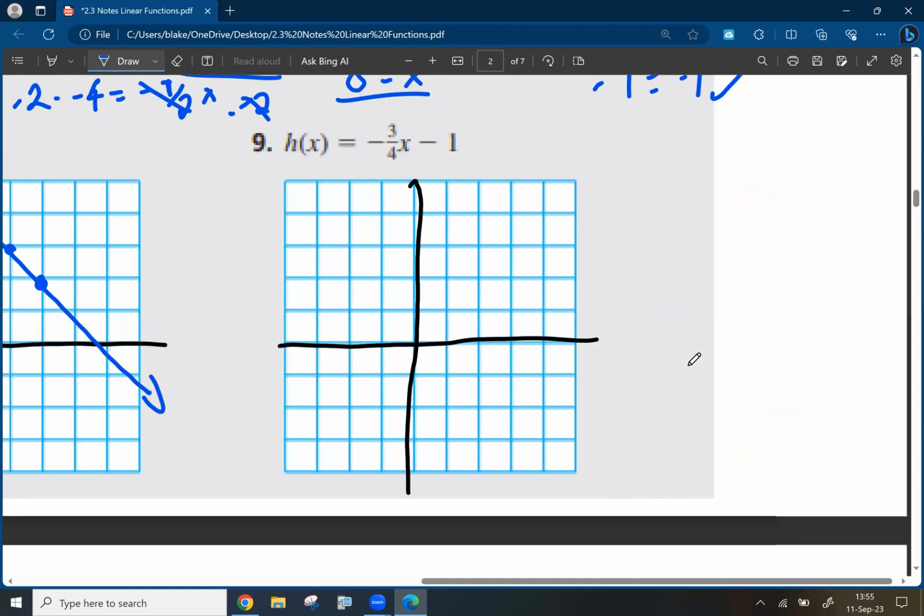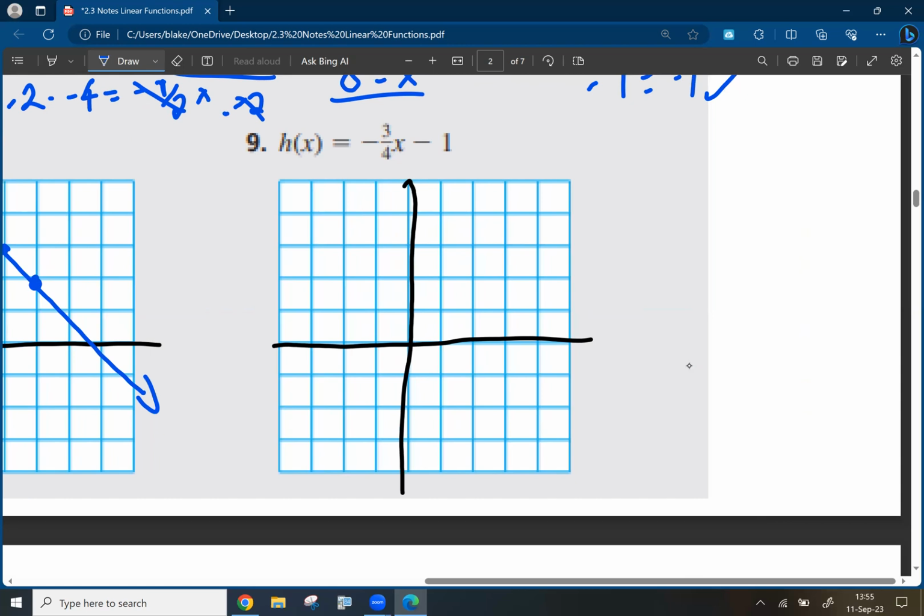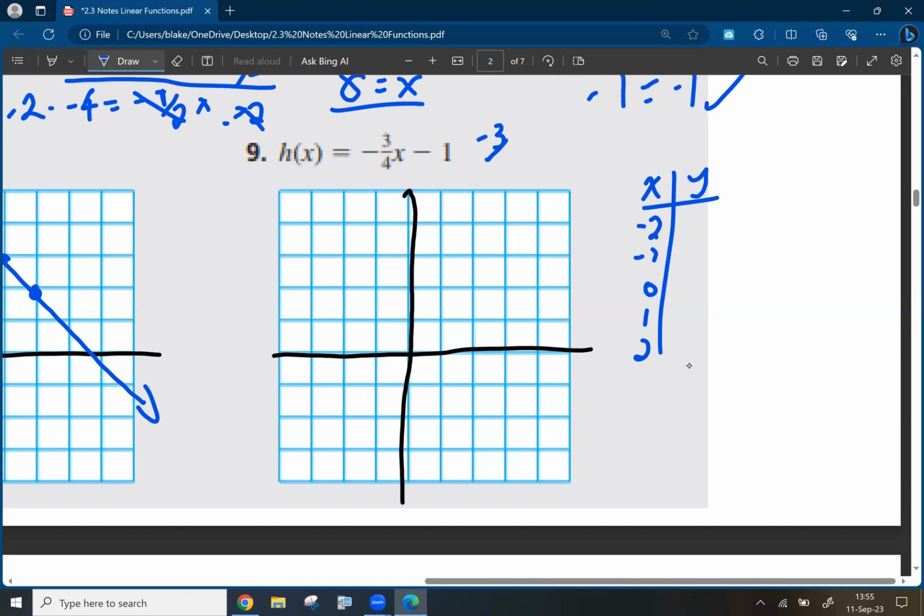And then finally, we'll do it as well with this one. It's very blurry on the screen, but it's okay, I guess. So anyway, x, y, -2, -1, 0, 1, and 2. So if I plug in -2, we'll have negative 3/4 times negative 2 minus 1. So if I plug in negative 2, this will be positive 6/4 minus 1.